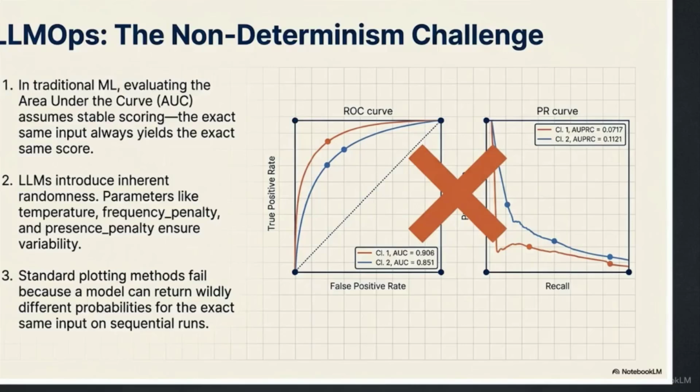These crossed-out graphs show the rigorous demands of LLM-ops. Unlike traditional software, language models introduce non-determinism, meaning the exact same input can yield wildly different probabilities on sequential runs. Because of this, standard evaluation plots fail.